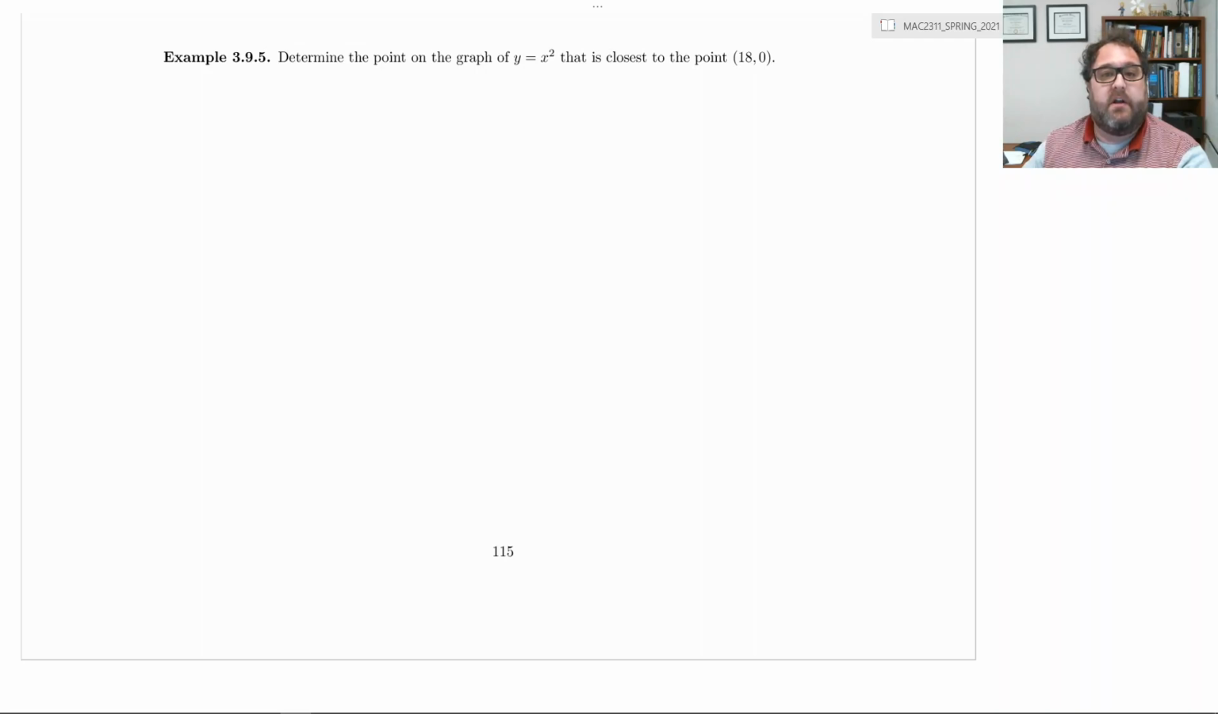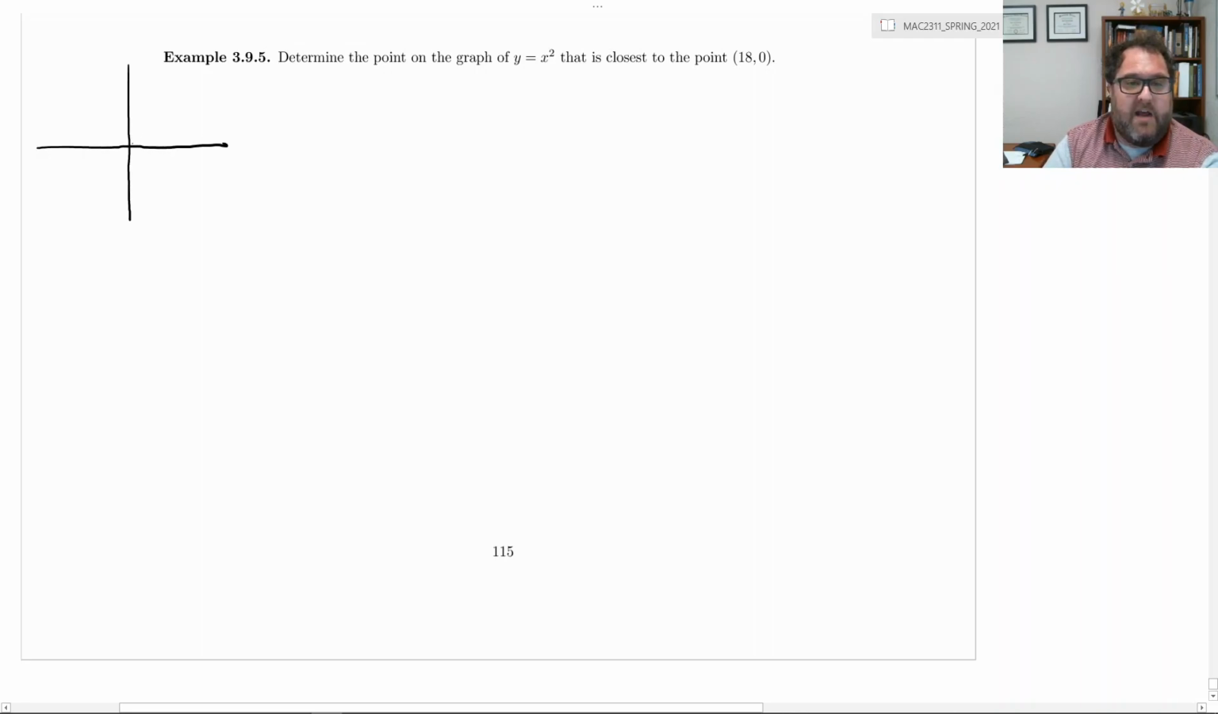All right, welcome back. Let's look at another optimization exercise. Here we want to determine a point on the graph of y equals x squared that's closest to the point 18 comma 0. So just imagine you have this situation. The parabola x squared, well, x squared is a parabola, something like this. That's my ugly rendition of a parabola. Then you have 18 comma 0 over here somewhere.